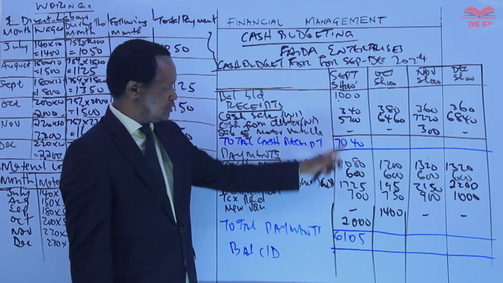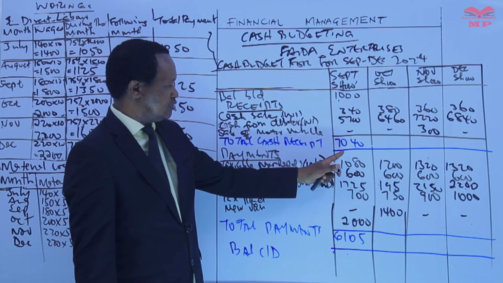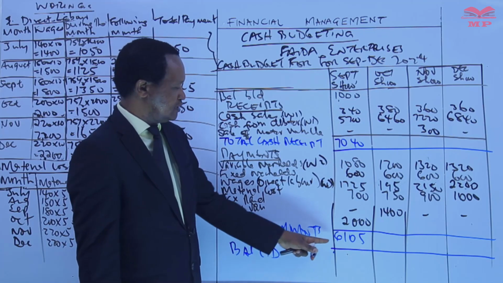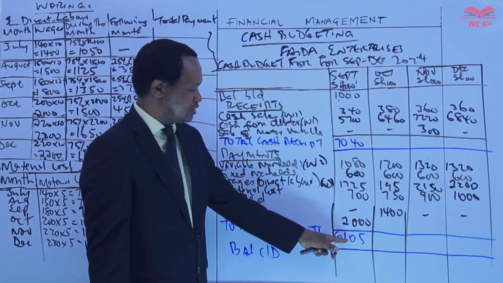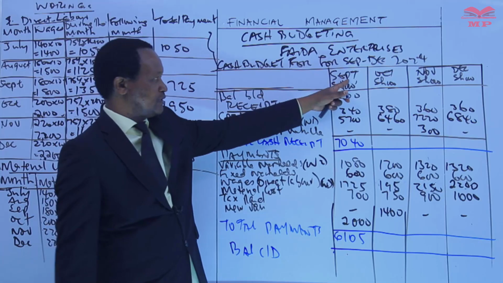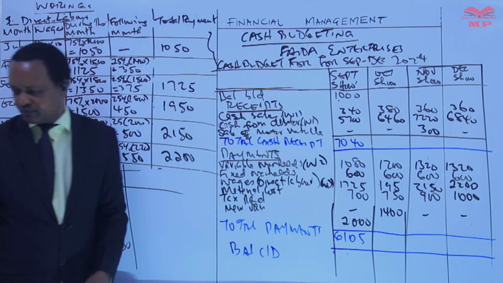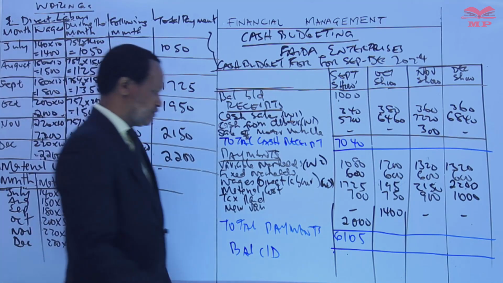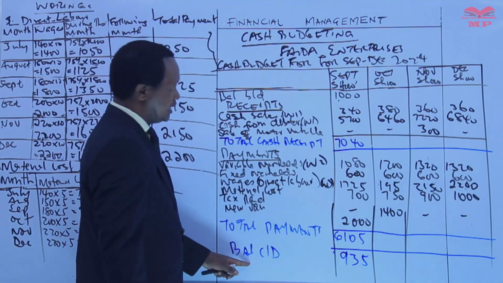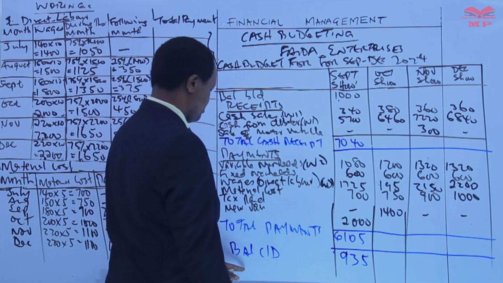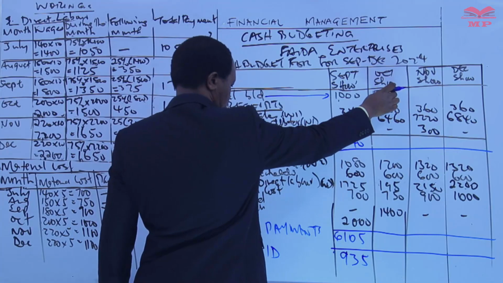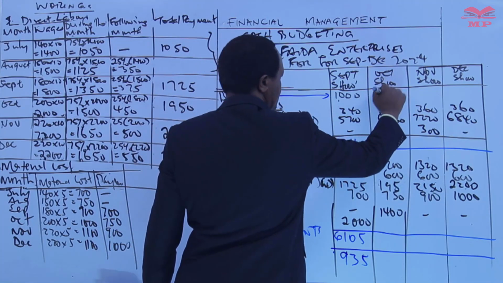September. You see, the company expects to receive 7.04 million. It expects to pay 6.105 million. The difference is the balance at the end of this month. How much is it? Lincoln says 935. So this balance 935 at the end of September becomes balance brought down at the beginning of October. 935.